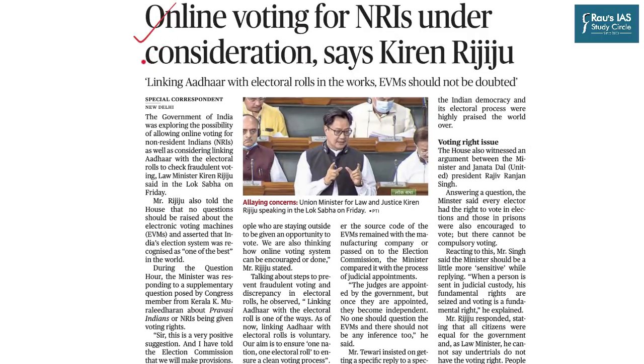Online voting for NRIs under consideration, says Kiran Rijiju. So the government of India is exploring the possibility of allowing online voting for non-resident Indians, as well as considering linking Aadhaar with electoral rolls to check fraudulent voting. Earlier, the government was also contemplating extending the facility of postal ballots to eligible overseas and non-resident Indians. However, so far, such facilities have not been extended.